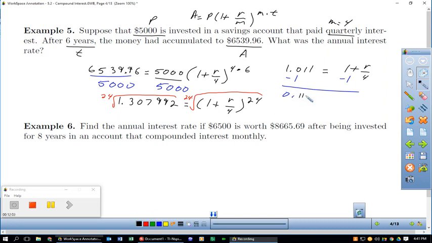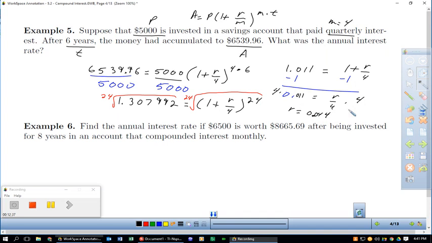Okay, so I'm going to subtract 1 in my calculator, so 0.01125002492. Okay, equals r over 4. We will multiply by 4. So we should get roughly 0.44, which is 44%? No, that can't be right. Something's not right here. 0.011. I left off that. Okay. So we multiply by 4, we get 0.04, which is 4.4%.